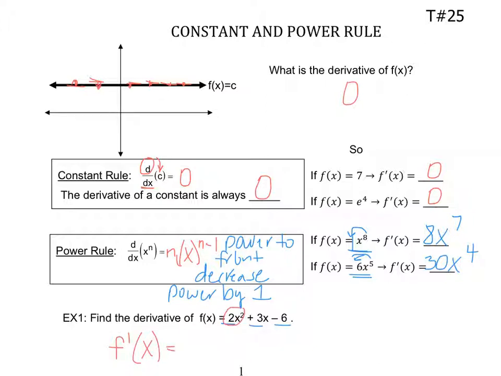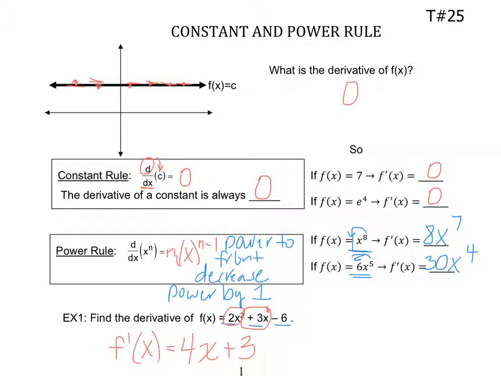So I'm just going to look at 2x squared. Power to the front, 2 times 2 is 4, decrease the power by 1, that would be x to the first. I usually don't write to the first, but if you did, it's okay. Now go down the line. What's the derivative of 3x? That's really 3x to the first. So power to the front, decrease the power by 1. That would be x to the 0, which is 1. So I just get the 3.